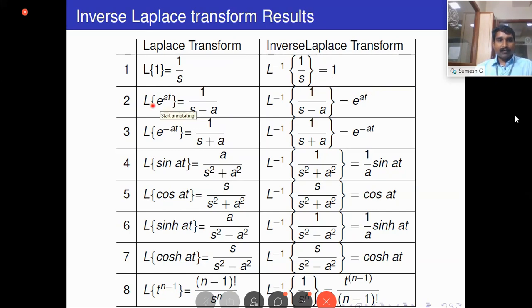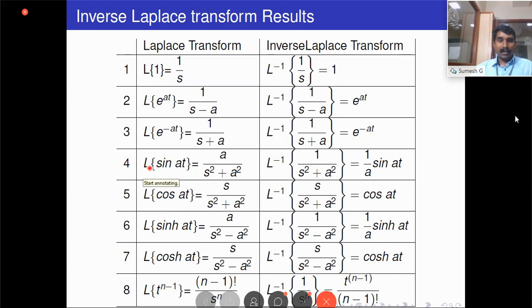Second one, we have Laplace transform of e raised to at is equal to 1 by s minus a. Therefore, inverse Laplace transform of 1 by s minus a equal to e raised to at. Third result, Laplace transform of e raised to minus at is 1 by s plus a. This gives inverse Laplace transform of 1 by s plus a equal to e raised to minus at.